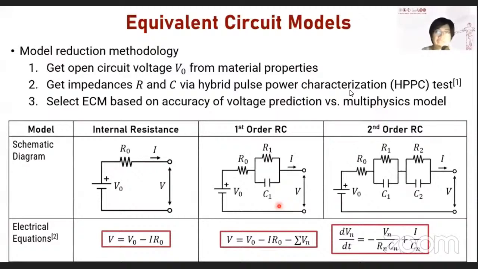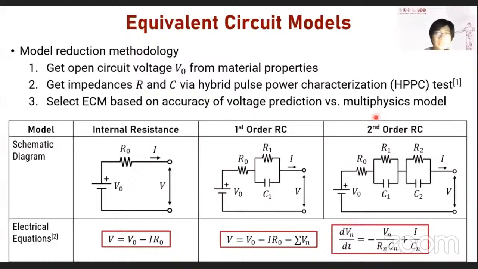Once we have our multi-physics models, we can then reduce them into equivalent circuit models. We'll do that in 3 steps. First is to estimate the open circuit voltage, or V naught, of the battery based on material properties, which will also be input to the multi-physics model. We'll then estimate the impedances, the resistances, and the capacitances using the hybrid pulse power characterization, or HPPC, test, which I'll discuss in the next slide. And third, we'll select the best ECM in terms of its accuracy of voltage prediction versus the multi-physics model.